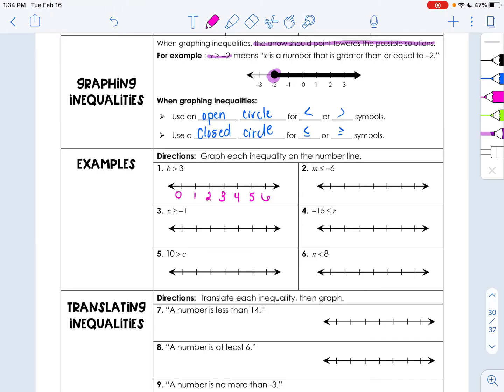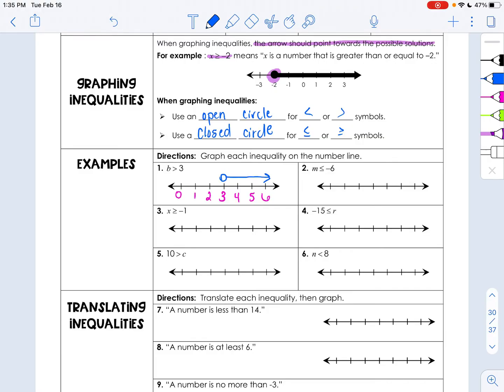b is greater than 3. So at 3, we would have an open circle. We have an open circle because b is not equal to 3. It's any number greater than 3. If we think about our numbers that are greater than 3, an example would be the number 6. The number 6 is to the right of 3. So our arrow would be drawn going to the right. So this models all of the solutions that b could be: any number greater than 3, but not equal to 3.